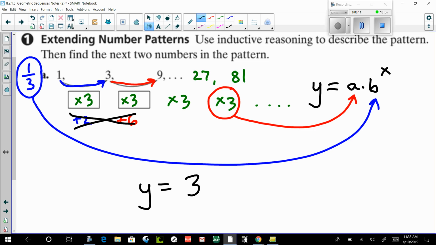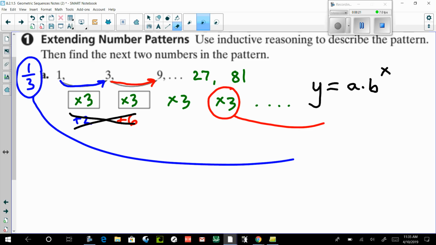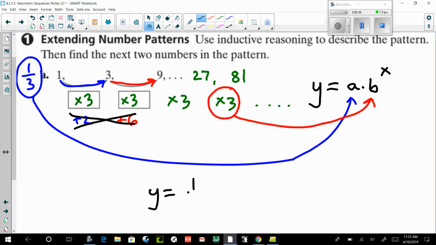I actually got these backwards. I apologize. Strike one, Mueller. We've got to erase this and this, and we've got to cross them. The first one, A, is your zero term. So the zero term goes in right here for A, and your common ratio goes in for B. So in this particular case, we're going to have y equals the zero term, 1/3, times the ratio, which is 3 to the power of x. So this equation right here represents this sequence.